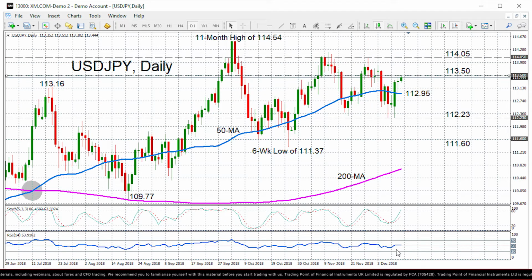At the moment, we can see the RSI has flatlined above the 50 neutral level, but the stochastics suggest that there is still a bit of upside momentum.